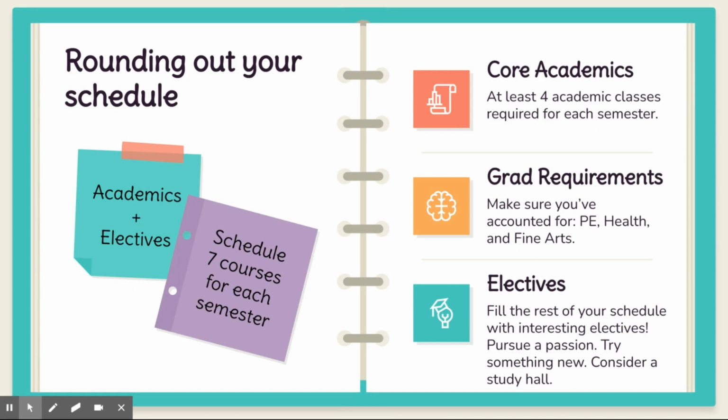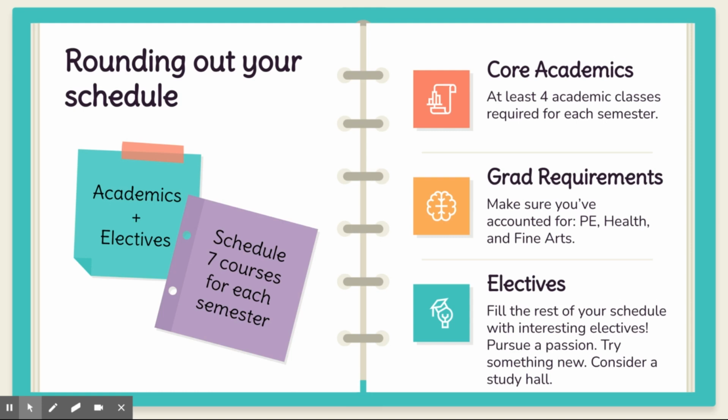So ninth graders, just a few more things to think about as we go through the scheduling process. Remember that you need to have at least 4 core academic classes in your schedule. So that's the math, science, English, and social studies. You're going to need at least 4 math, 4 English to graduate. As Mrs. DK said earlier, you will need 3 science and 3 social studies, but it's a great idea to make sure you've got 4 every year.